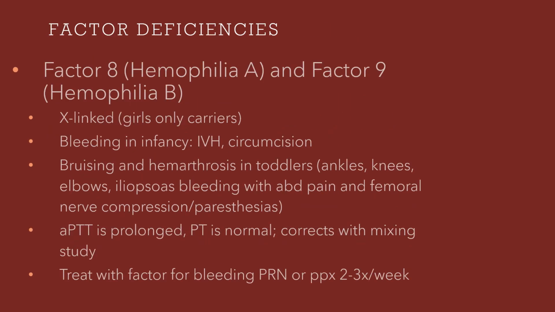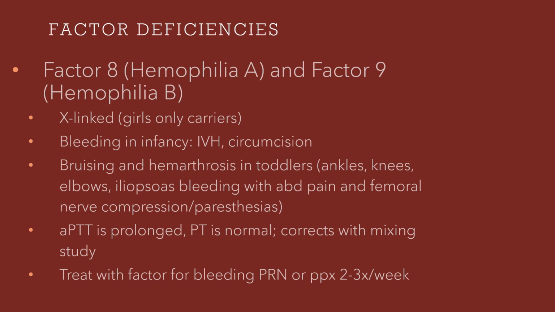Some specific factor deficiencies: hemophilia A is caused by factor 8, and then hemophilia B is one step up from that, factor 9 deficiency. These hemophilias are X-linked, so girls will typically only be carriers, and then it will just be boys that are affected. It can present with bleeding in infancy, like intracranial hemorrhage or excessive bleeding with circumcision.